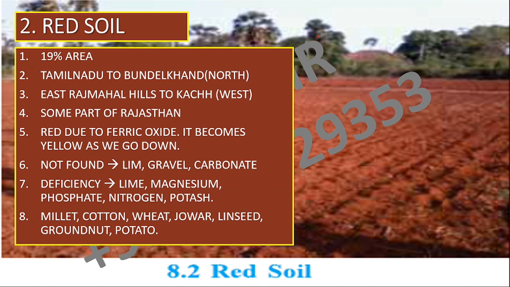What we do not find in this soil is lime, gravel or carbonate, and it also has a deficiency of lime, magnesium, phosphate, nitrogen and potash. Millet, cotton, wheat, jowar, linseed, groundnut and potato can be grown in this red soil.